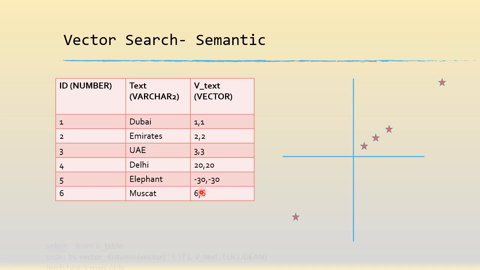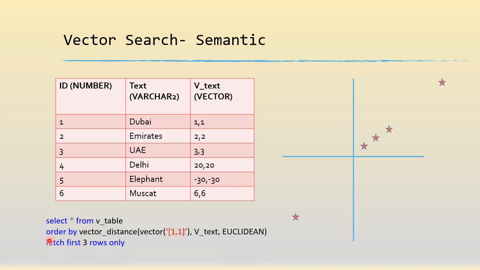Now, how it works here is that I fire the command select star from the table order by vector distance. Here I have hard coded 1, 1, which is Dubai. This is the search mechanism or the way the distance is calculated, and I tell it to fetch the first 3 rows. Now, what will happen is Dubai, Emirates, and UAE will come in because they are the closest in terms of their coordinates.